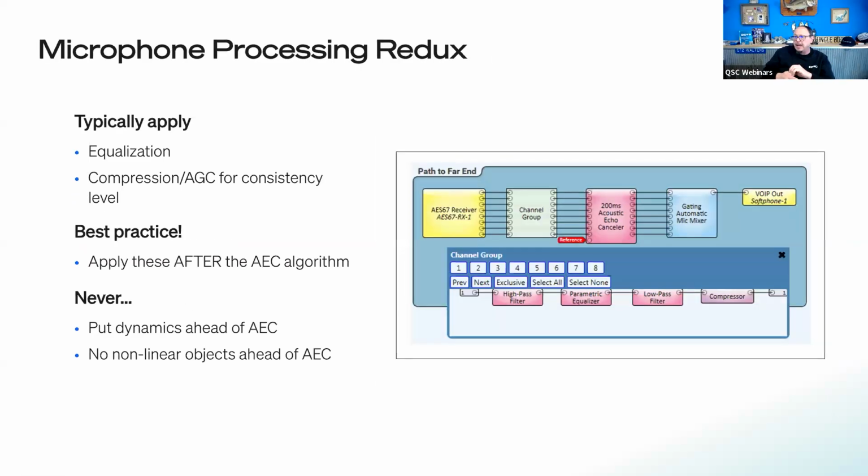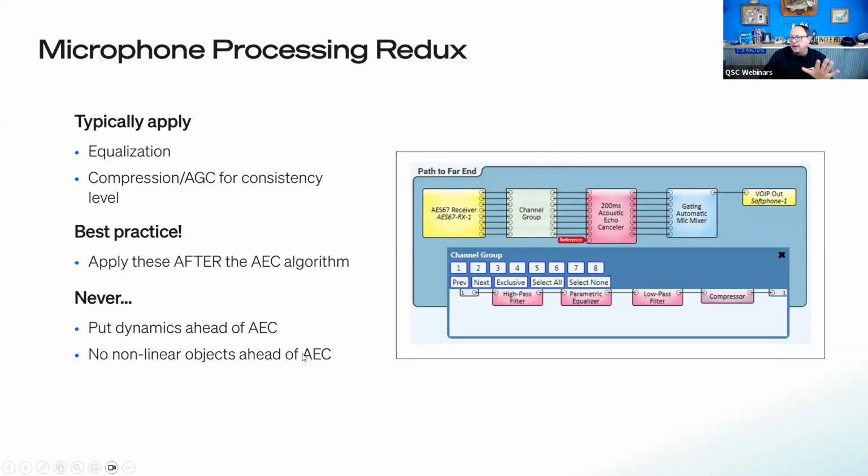Typically, apply equalization, compression, and automatic gain control for level consistency. Best practice is to do all of that after the AEC algorithm. So don't do what I show here. Never put dynamics ahead of the AEC. These dynamics typically should be moved over to the other side. So this is not what to do. Never put them ahead of the AEC.